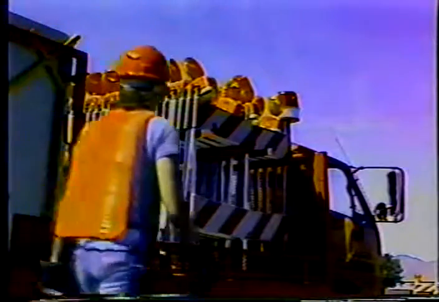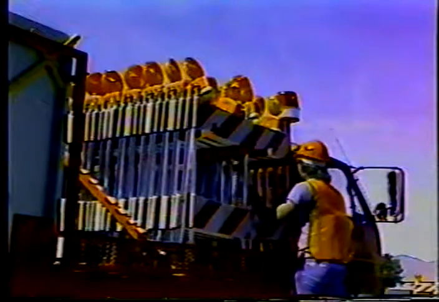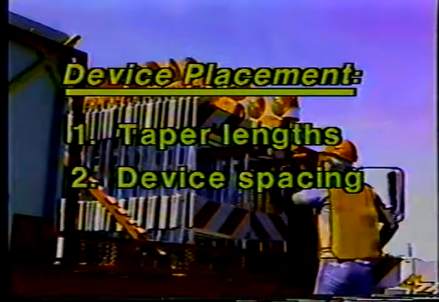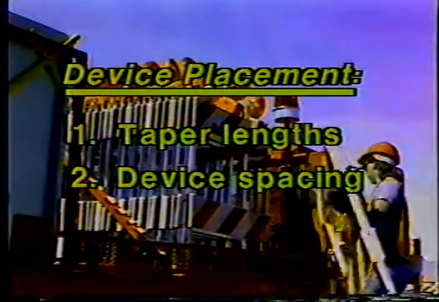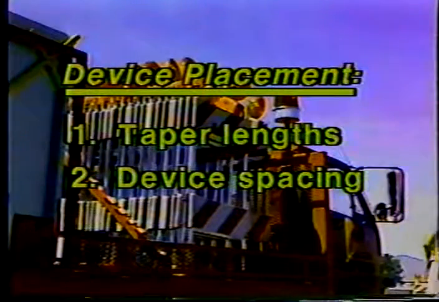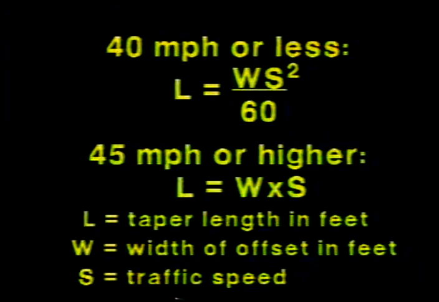The placement of channelizing devices in work zones also requires your attention. 2 things in particular that should be double-checked are taper lengths and device spacing. These formulas, taken from Part 6 of the manual, are often used to figure taper lengths on multi-lane roadways. As you see, taper lengths are related to the width of the lane closure or offset and to the traffic speed. Tapers on 2-lane roads must be much shorter, no more than 100 feet, and require the use of flaggers to regulate traffic.